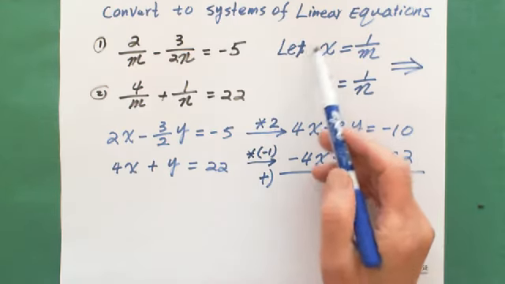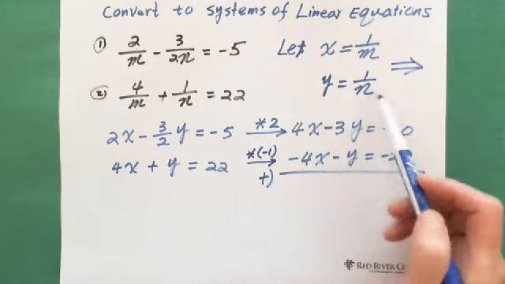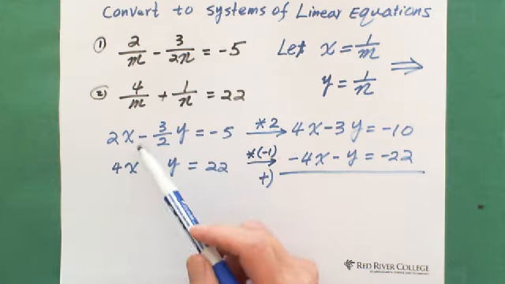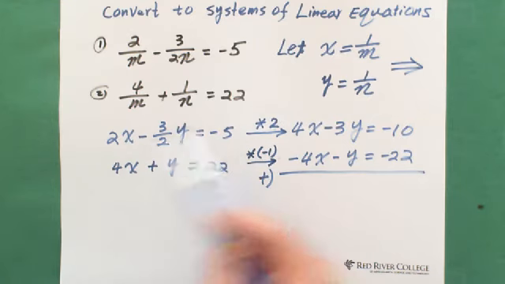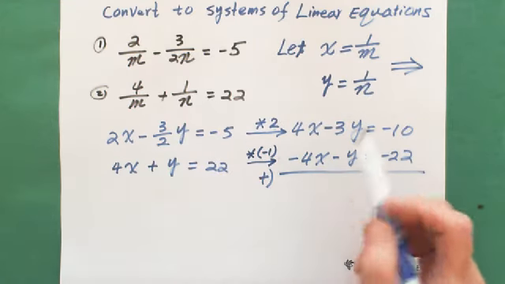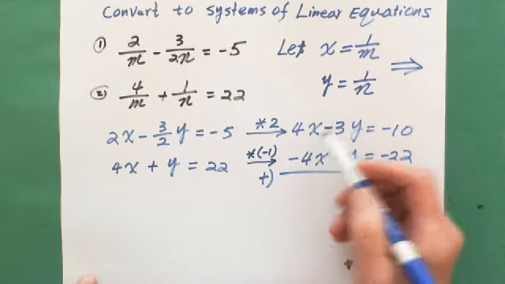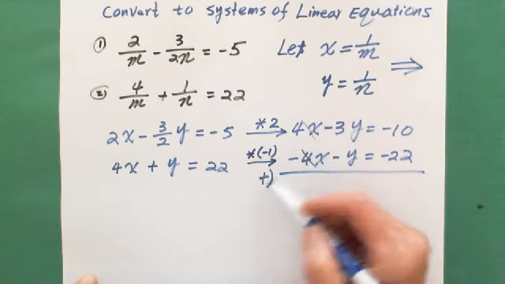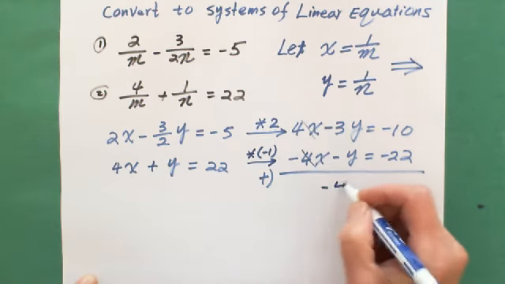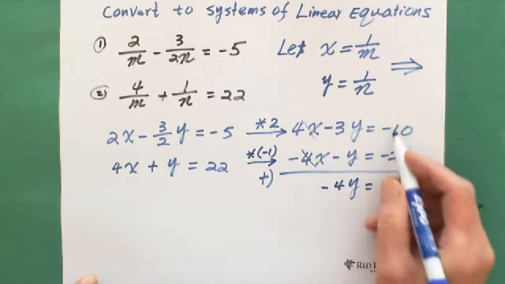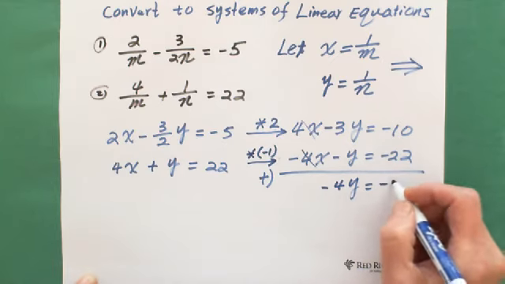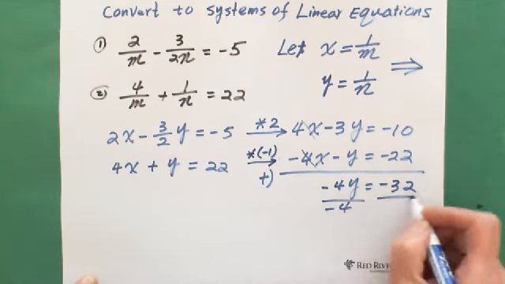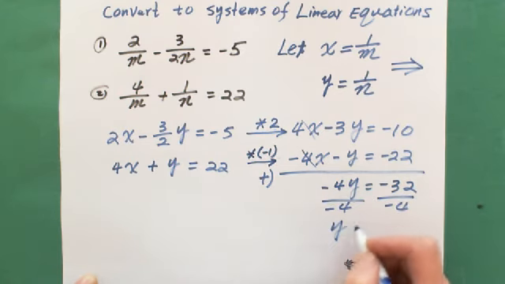From the first step we used substitution. After changing the equations to a linear system, we're using elimination, right? So always see which one is easy. These two cancel out when we add the two equations. Minus 4y equals negative plus negative, -32. We divide by -4 on both sides. We get y equals 8.